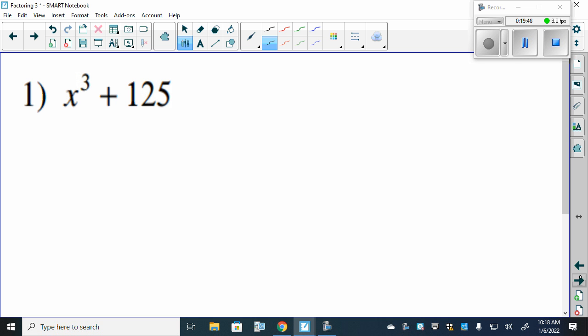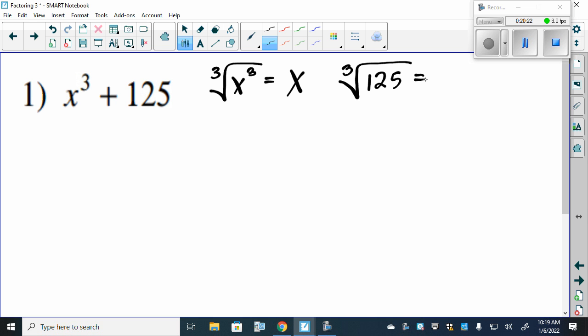So let's look at the first example here. We do have two numbers, and it'd be good to see if they are perfect cubes. Well, x cubed is most likely going to be a perfect cube. If we take the cube root of x cubed, it would be just x, because the cube root and the third power will cancel out. Now we need to see what the cube root of 125 is. Well, it works out to be 5.